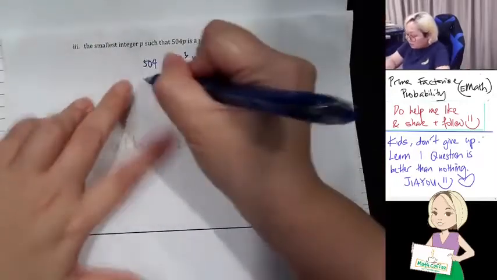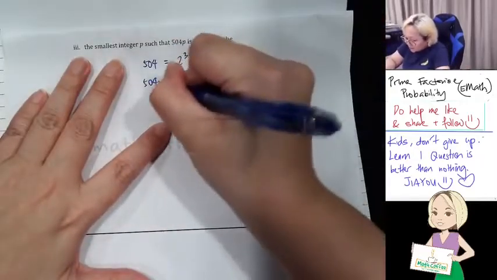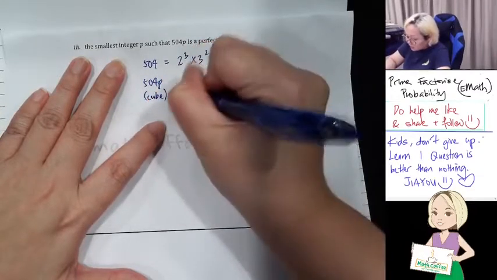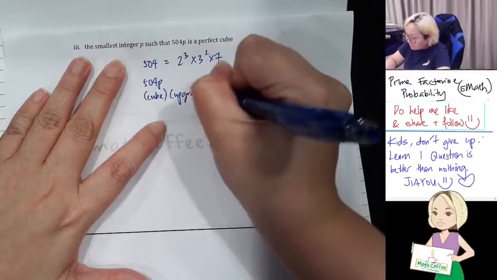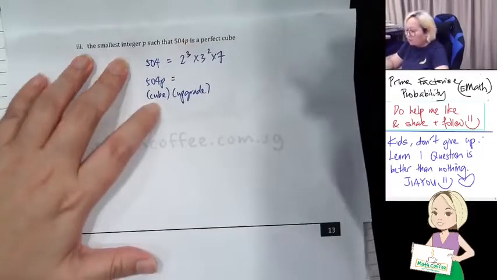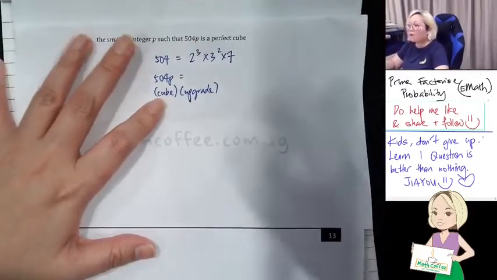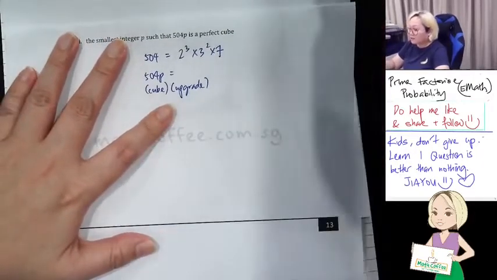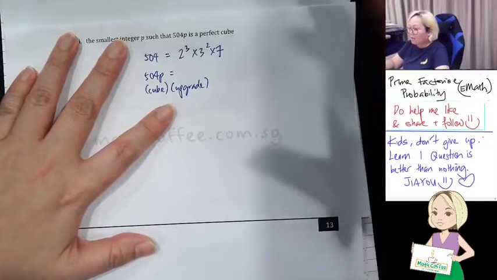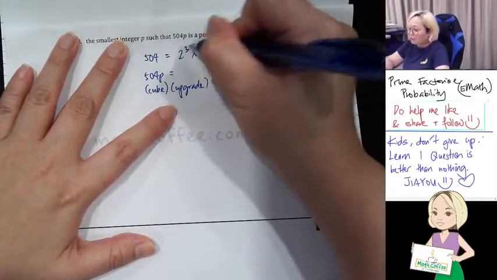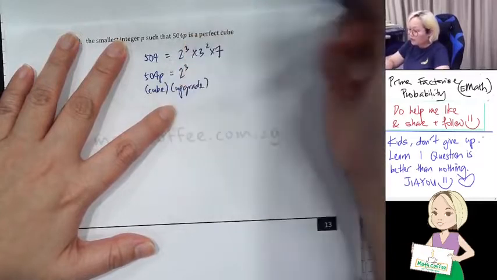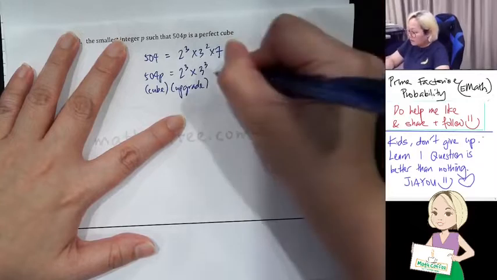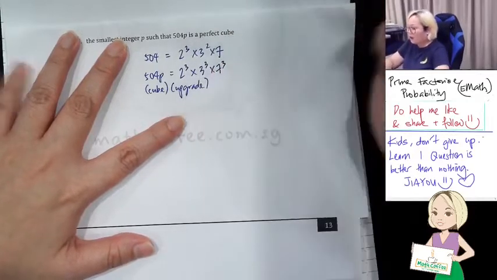Okay, so 504p is a perfect cube. So put here, this is a cube, and you also know that this must be an upgrade because it's times p. So for a perfect cube, remember, the power must be a multiple of 3. So I need to change it to the next power that is a multiple of 3. This 2 to the power of 3 is already a perfect cube, so no need to change it. This one I have to change to 3 to the power of 3. This one I need to change to 7 to the power of 3.